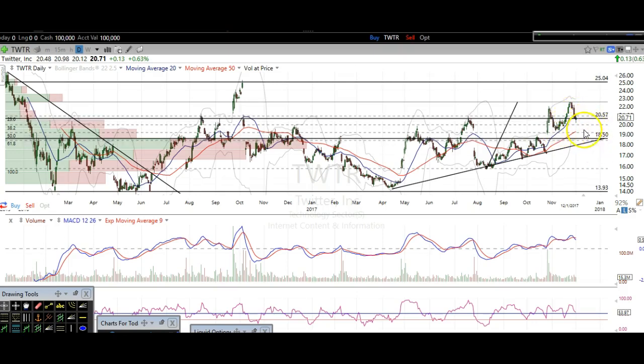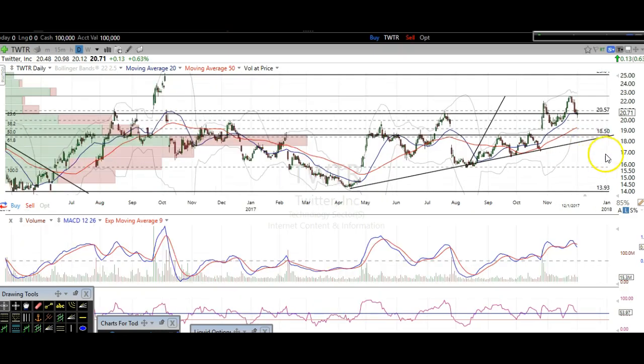So better believe that if Twitter heads down to that level, I'm going to be buying there. And that's going to be a great buying opportunity. You really, really want to keep your eye on that level for Twitter, because it's a huge, huge opportunity.